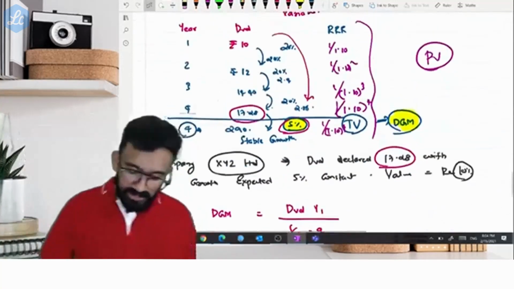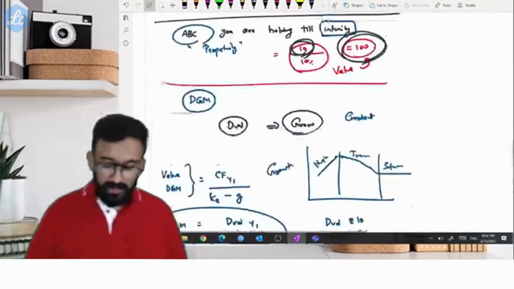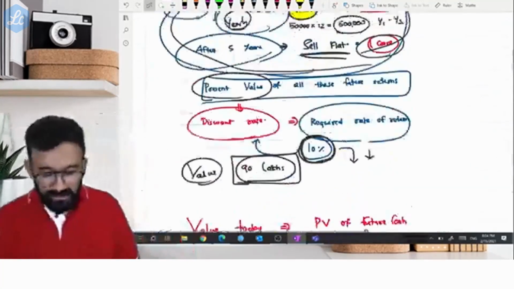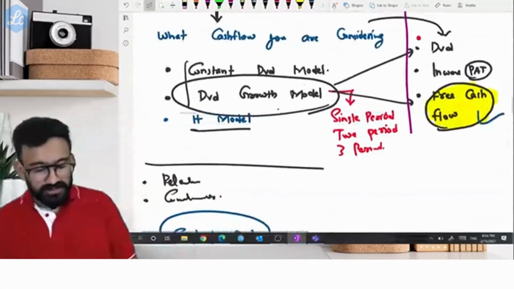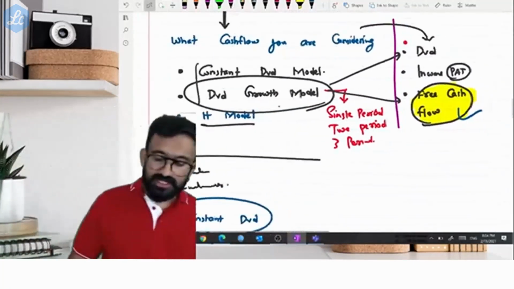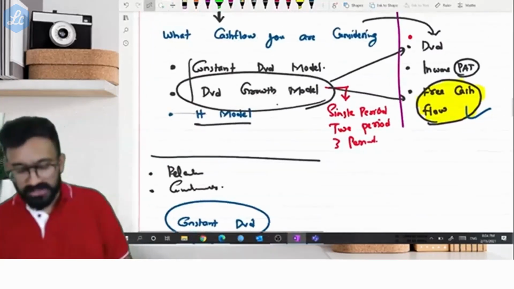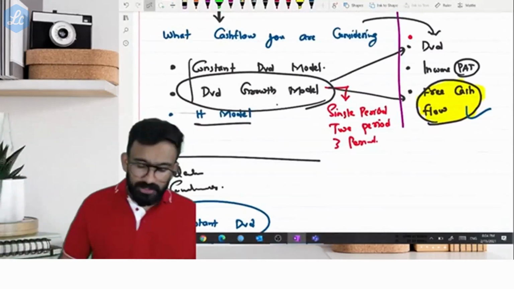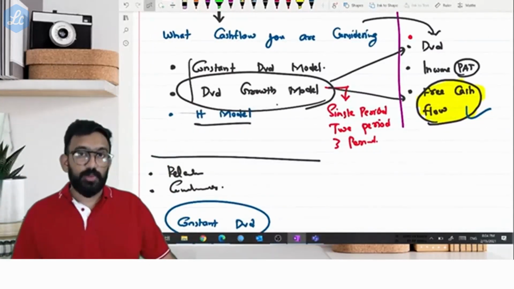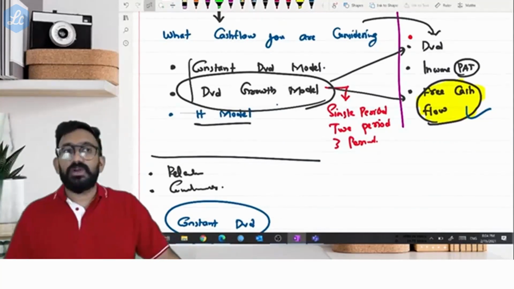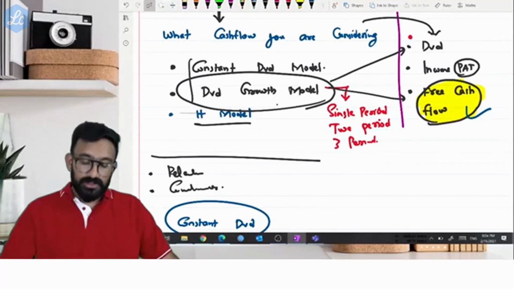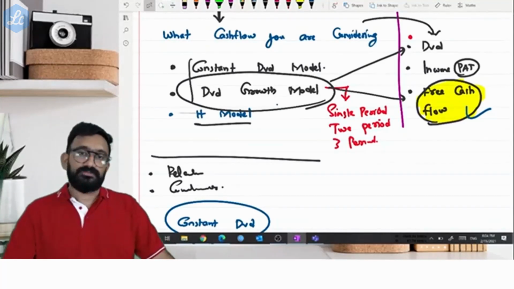Now let me quickly give you an understanding of why we have not gone ahead with dividends always, and why there are concepts wherein they take income as well as free cash flow. Income is not very popular, but free cash flow models are very popular, and they're going to ask questions on that. So when you're studying this chapter, please concentrate. If you're a CA student, please concentrate on the free cash flow model. It's going to be very important for the examination.